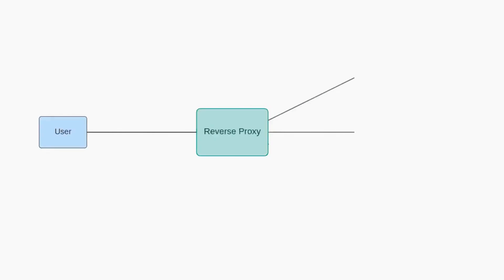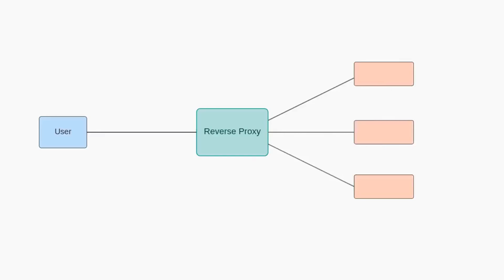Have you ever wondered how websites like YouTube or Netflix handle millions of users at the same time without crashing? The secret isn't just a bigger server. It's a clever piece of architecture called a reverse proxy. To understand it, we first need to look at a regular proxy. Usually, when you use a proxy, you are hiding yourself from the internet. The proxy sits in front of you, the client.